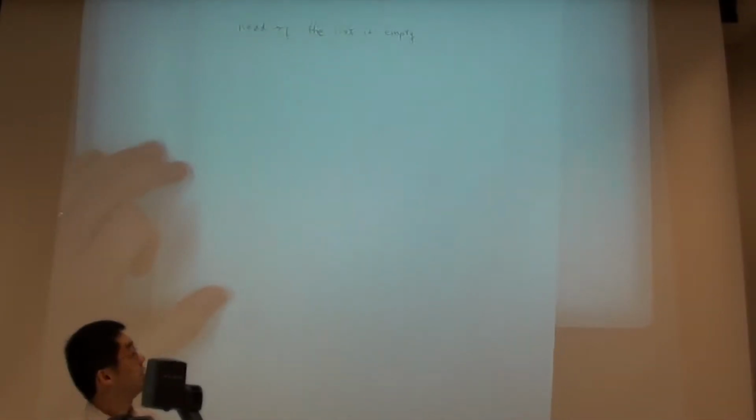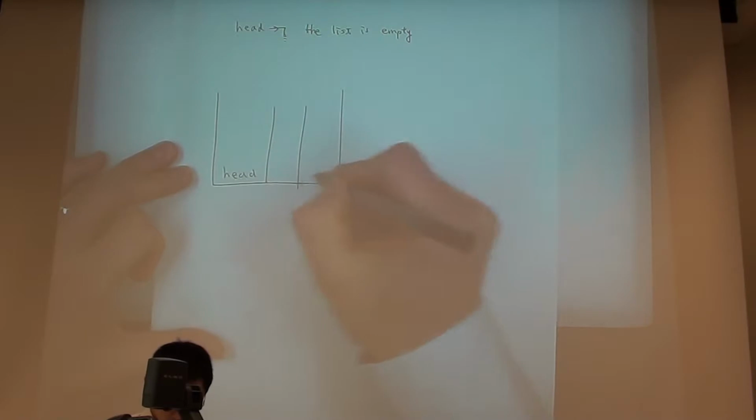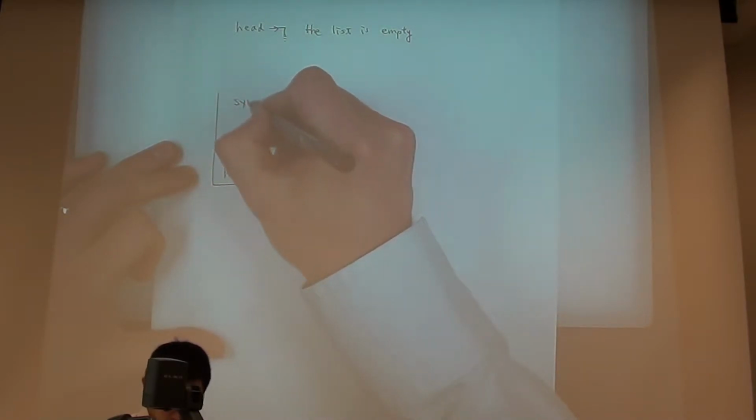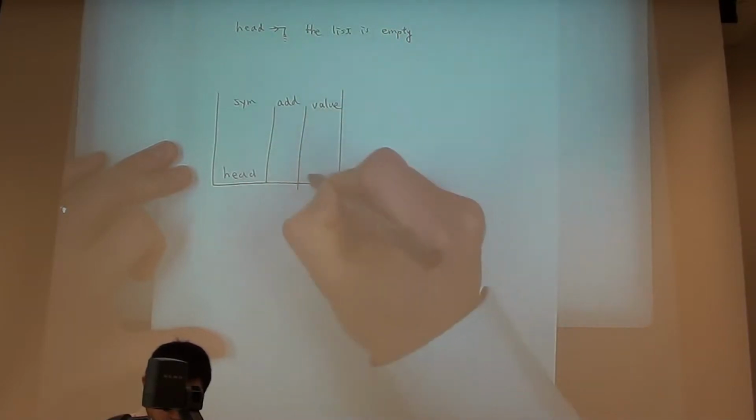Another way to look at this is you have your call stack. List is in your call stack. So this is a symbol, this is the address, this is the variable, and currently it is null.